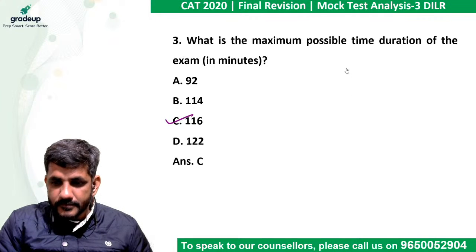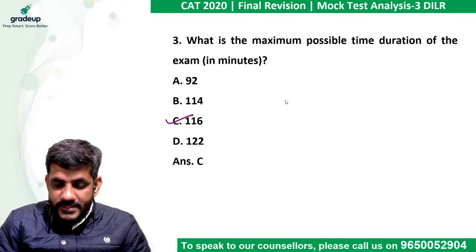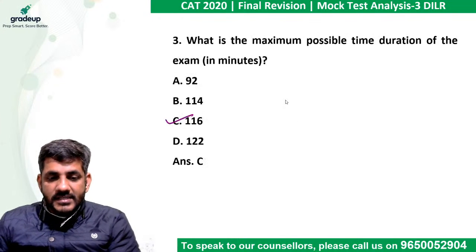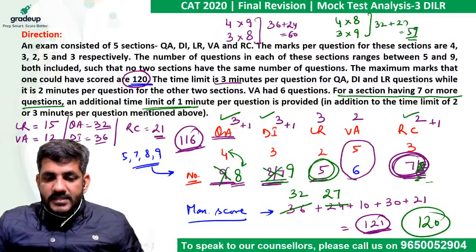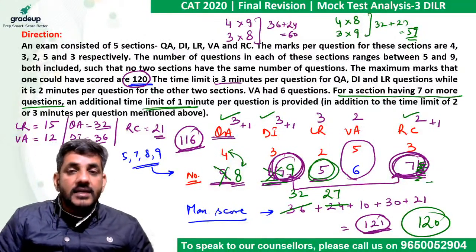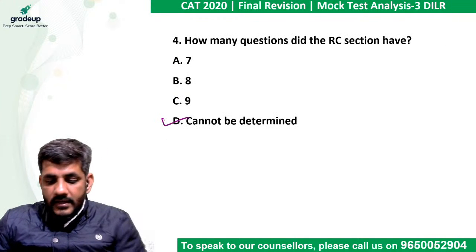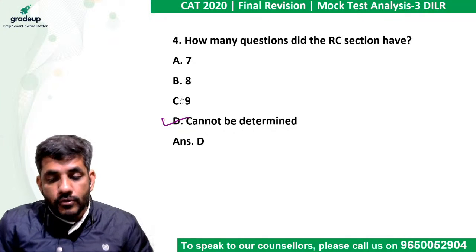Okay. I hope all of you understood this third question as well. So now I move on to the fourth one. How many questions did the RC section have? As we have already discussed, this RC section can interchange its questions with DI. So the answer can be 7. The answer can be 9. So for the last question, I would say my answer would be cannot be determined because it can be 7 or 9 both.